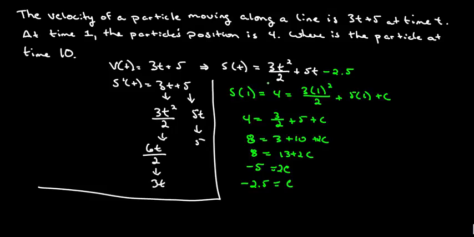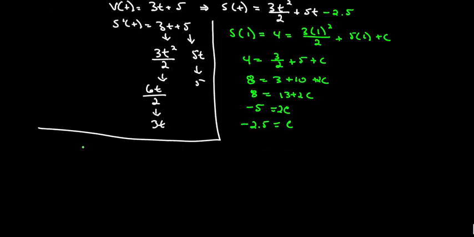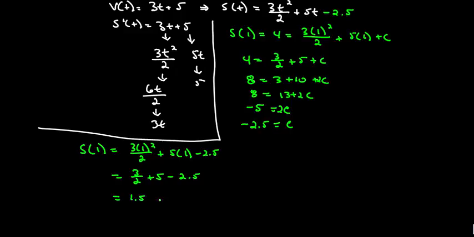Let's verify that. If I plug in s at 1, the position at 1 should be equal to 4. So that's 3 times 1 squared over 2 plus 5 times 1 minus 2.5. So this will give me 3 halves plus 5 minus 2.5. 3 halves is 1.5. And so this will give me 6.5 minus 2.5. That's 4. It checks. So we've got the right c value.